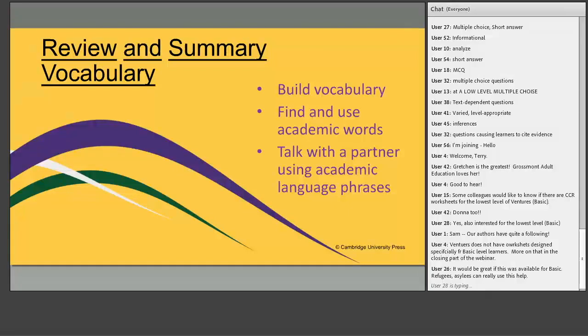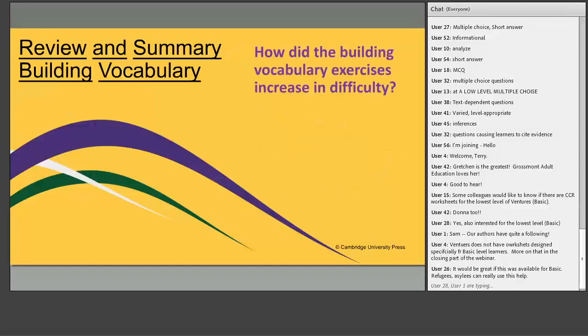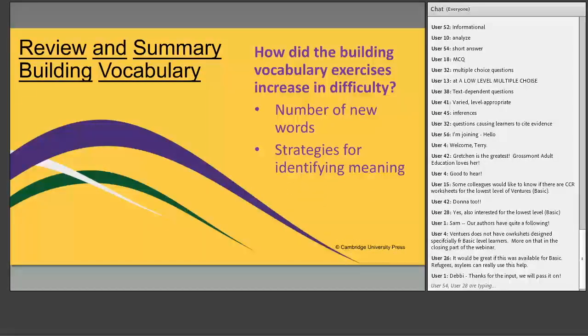Let's now summarize how each of these exercises changes from the low beginning level to the advanced level to provide the scaffolding that English language learners need to acquire higher level skills. So let's go with the first type of exercise on building vocabulary. How do these exercises increase in difficulty from level to level? First, the number of new words increases as learners move to higher levels. Also, the strategies get more difficult.